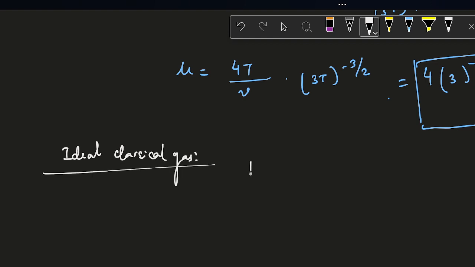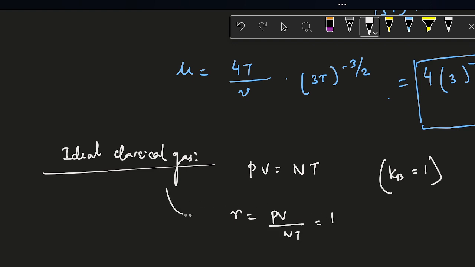We all know that for an ideal classical gas, PV is equal to simply NT. Here let's say our Boltzmann constant has been kept as 1. So if it's equal to 1, ignoring the other constant, we just get PV equal to N times T. That means R, that is equal to PV by NT, is simply 1. So this is a very well-known formalism for an ideal classical gas. We don't need to solve anything for answering this.